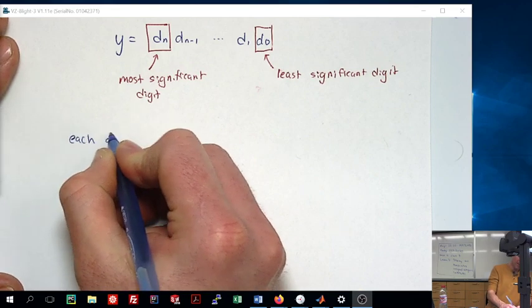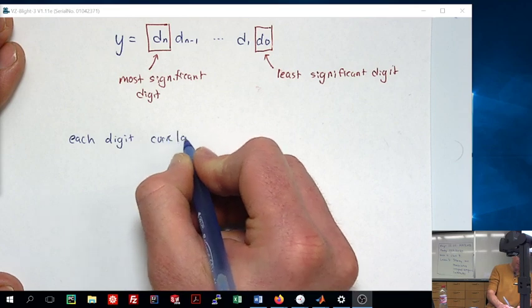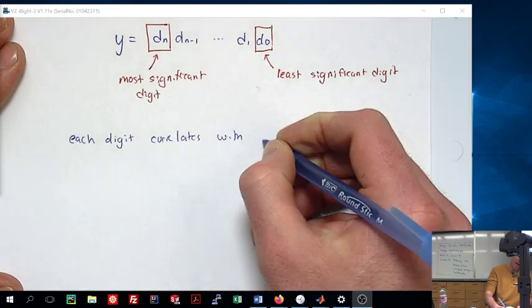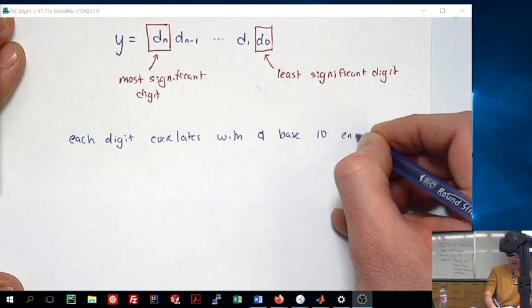Each digit correlates with a base 10 encoding.